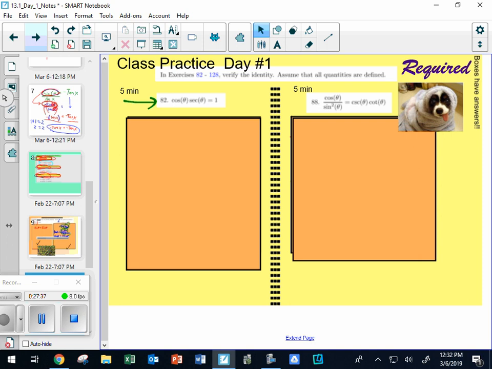So, all right, you look at this. Do you have any clue how to make it equal 1? All right. PR, tell me what to do.